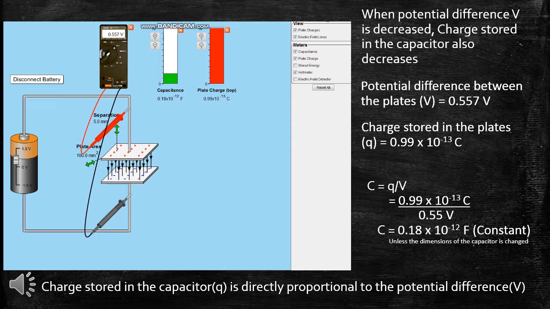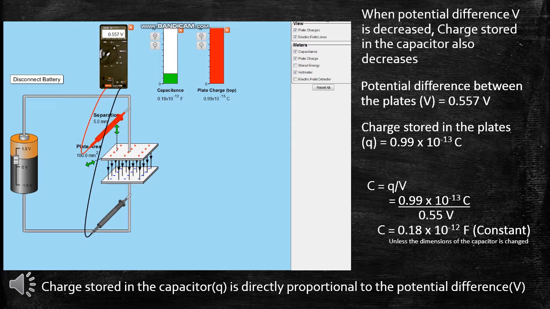The potential difference will be the value of 0.557 volt. The corresponding charge value will be 0.99 into 10 to the power of minus 13 coulomb. Substitute both the two values in the fundamental formula C is equal to Q by V. After that you will get 0.18 into 10 to the power of minus 12 farad. In the previous simulation also you got the same C value, that is 0.18 into 10 to the power of minus 12 farad. That value will always be a constant, that you have to understand.